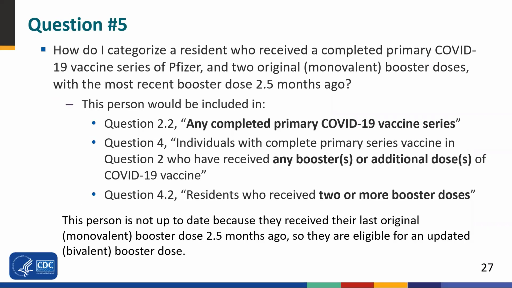The next questions ask, how do I categorize a resident who received a completed primary COVID-19 vaccine series of Pfizer, and 2 original monovalent booster doses, with the most recent booster dose being 2.5 months ago? They will be included in question 2.2 and questions 4 and 4.2. This person is not up to date because they received their last original monovalent booster dose 2.5 months ago, so they are eligible for an updated bivalent booster dose.